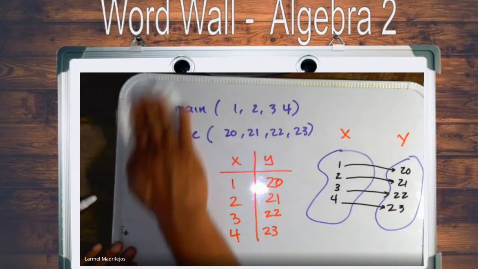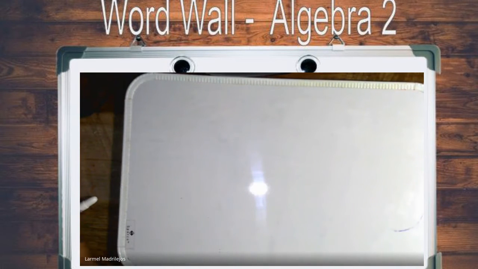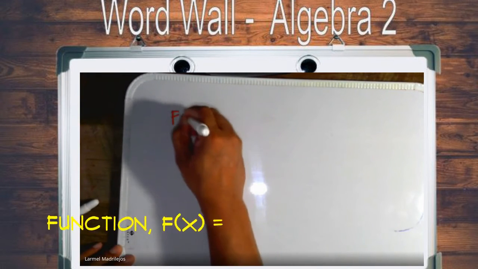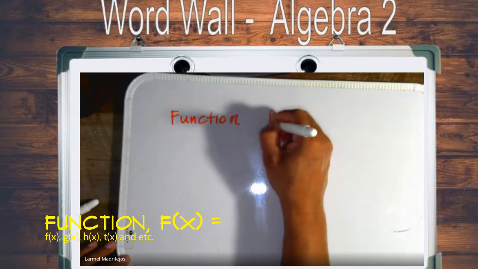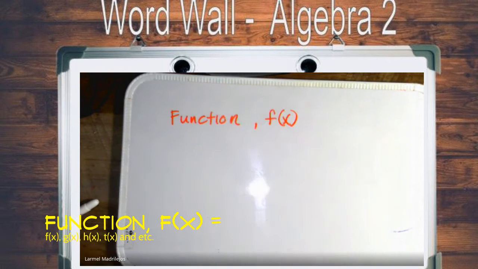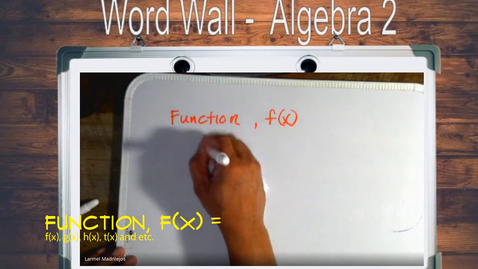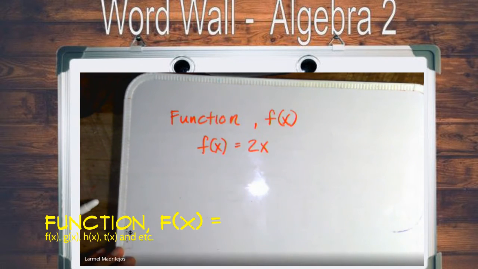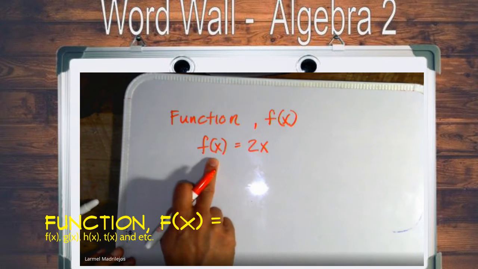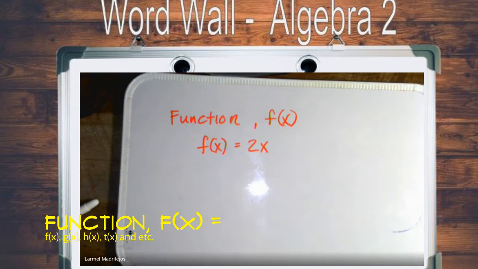Next word, function and equation. So the first word is function. Function is written in f of x representation, okay? So let's say, for example, f of x is equal to 2x. This is a function because of f of x. It can be g of x, h of x, or any other letter of x. Okay, that's a function.